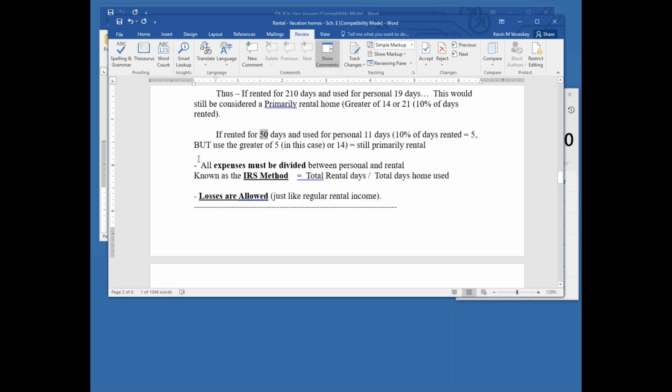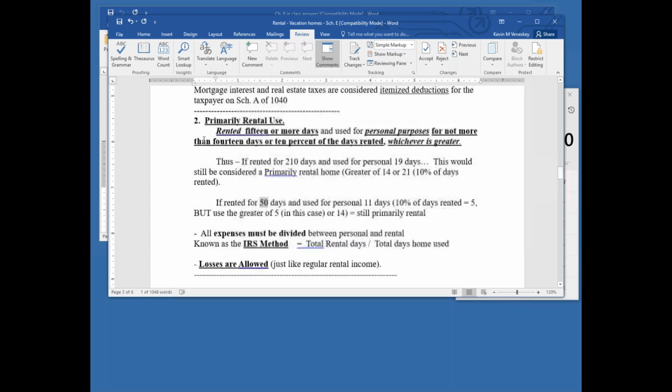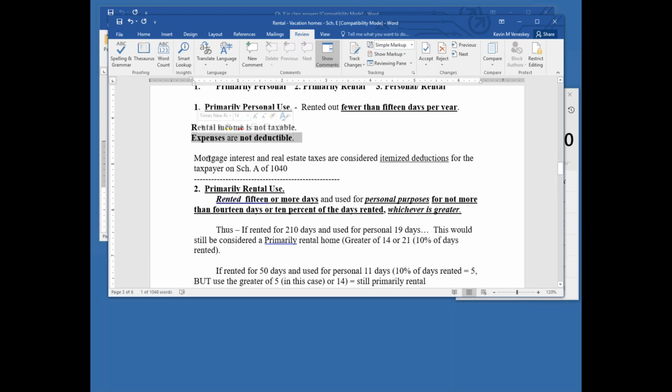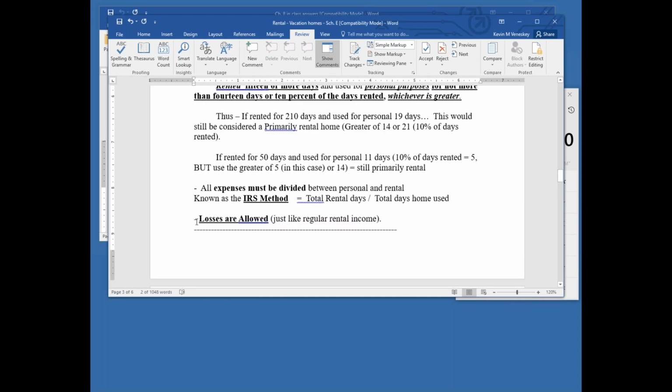Notice here how, which is a little different than up here, you can't take any expenses and then you're allowed to use all your mortgage interest and real estate taxes. Doesn't matter if it's rented 10 days or 5 days. Here it does matter. Any expenses you put on your return have to be divided out between personal and rental days. This is known as the IRS method, and we're going to look at a different method in just a few more minutes. But the IRS method is very simple.